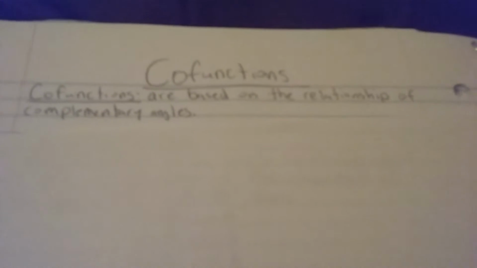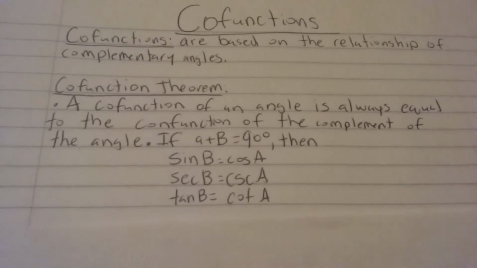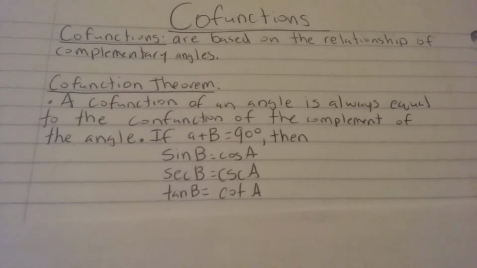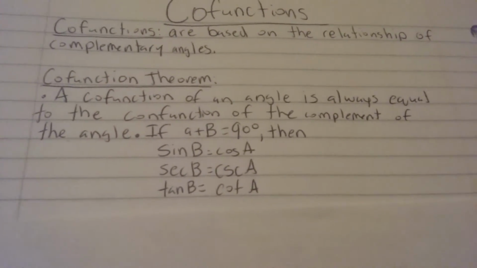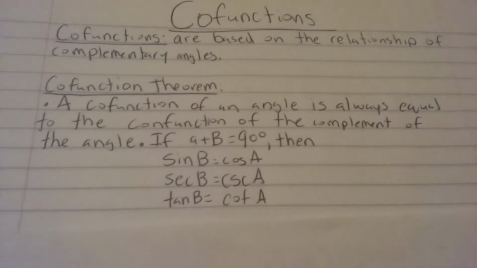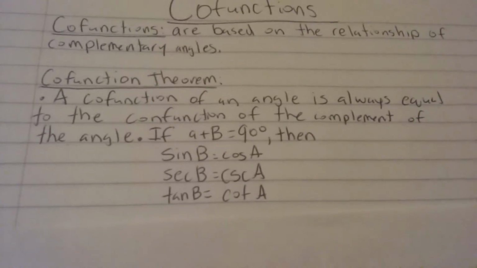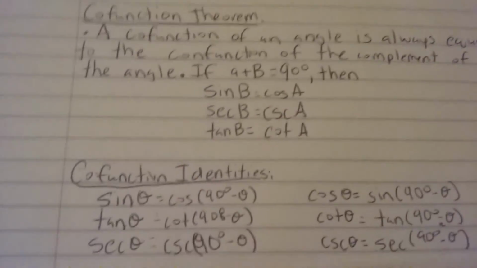So this is cofunctions. Cofunctions are based on the relationship of complementary angles. In order to solve for cofunctions, you need the cofunction theorem, which states a cofunction of an angle is always equal to the cofunction of the complement of the angle. So if a plus b equals 90 degrees, then sine b equals cosine a, secant b equals cosecant a, and tan b equals cotangent a.